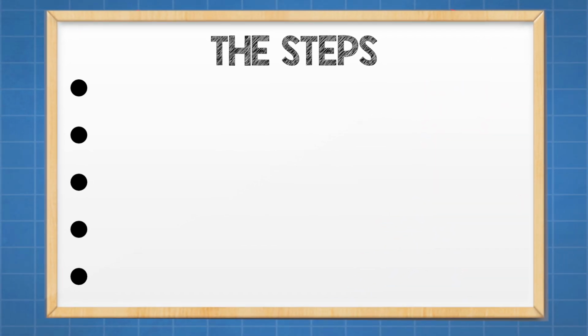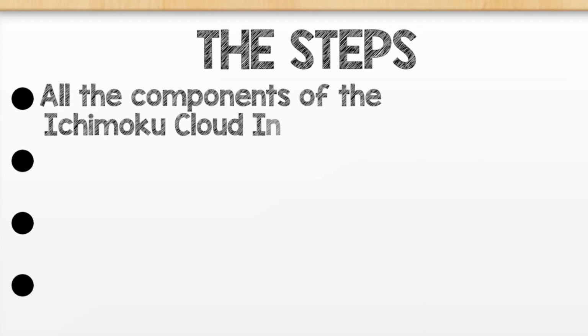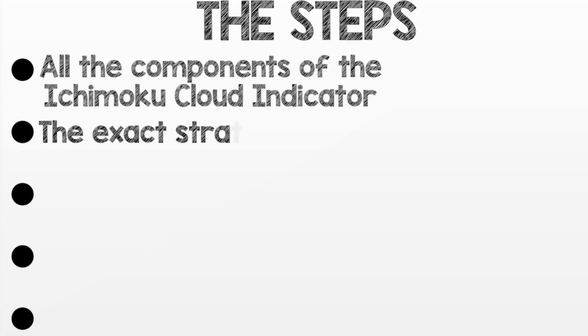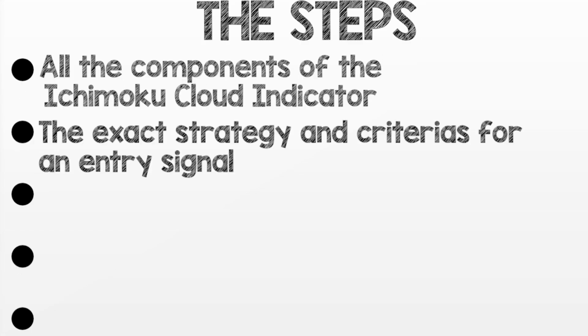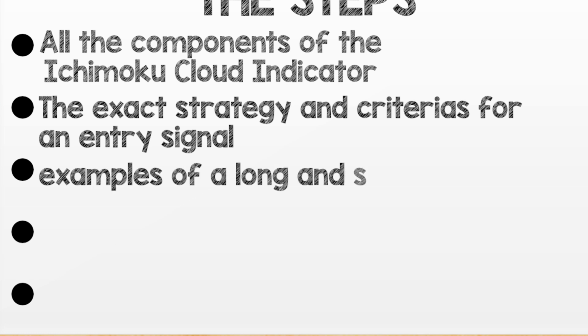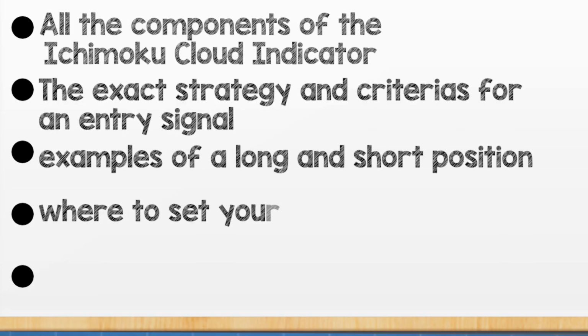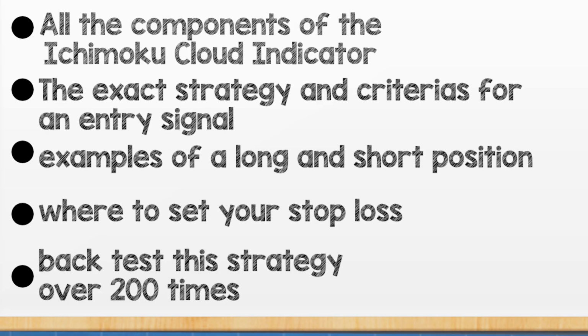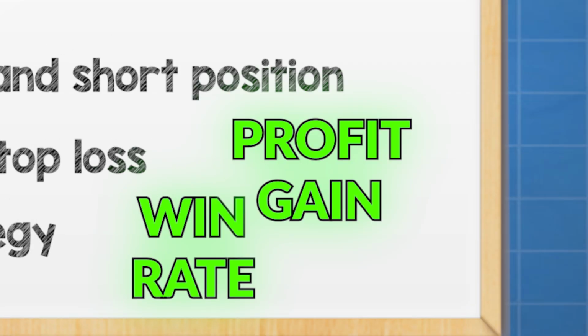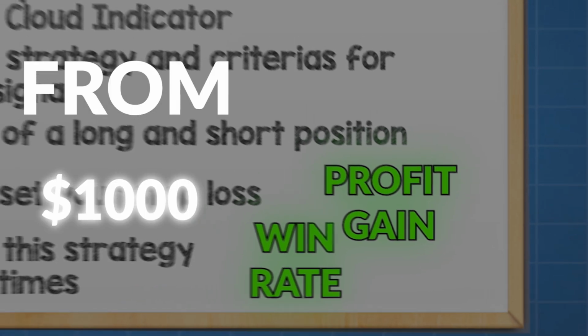In this video, I will show you all the components of the Ichimoku Cloud indicator. I will show you the exact strategy and criteria for an entry signal. I will show you examples of a long and short position. I will show you where to set your stop loss. And finally, I will backtest this strategy over 200 times to show you the win rate and profit gain, and the proof that will take you from $1,000 to $10,000.